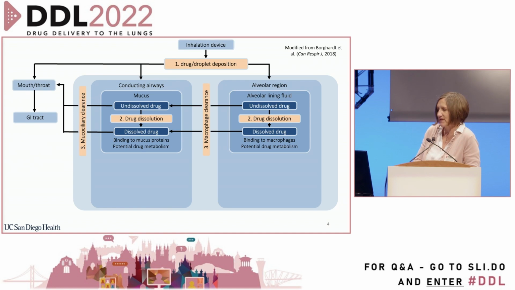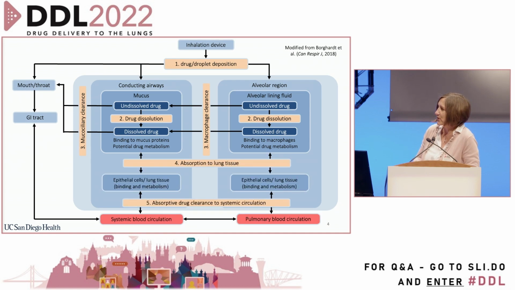And then the next process is the absorption into the lung tissue and eventually transfer into the systemic circulation, and then you have this loop that is closed. So it's a big process. And in this talk I'm only going to focus on number 1, which is the drug and droplet deposition.